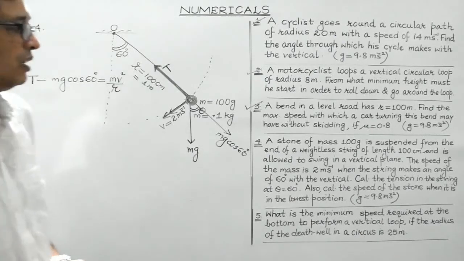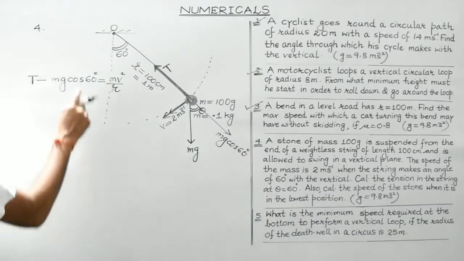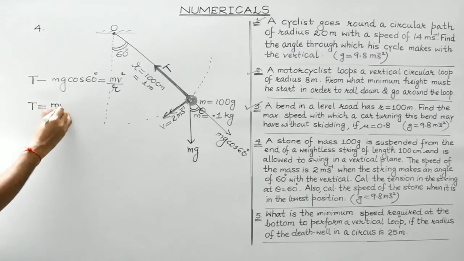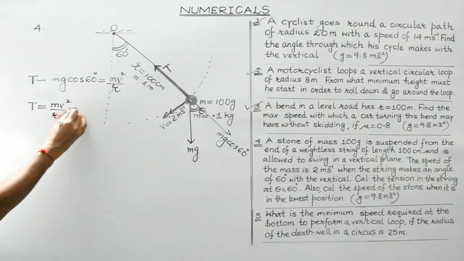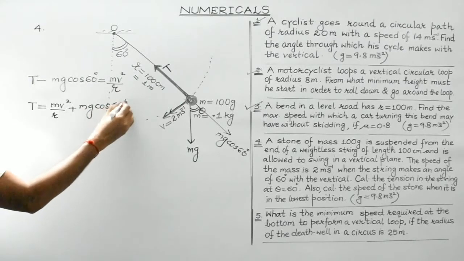So, in the first part, we are supposed to find out the tension in this string at theta equals 60 degrees. So, let's find out the tension then. It will be equal to mv square by r plus mg cos 60 degree.